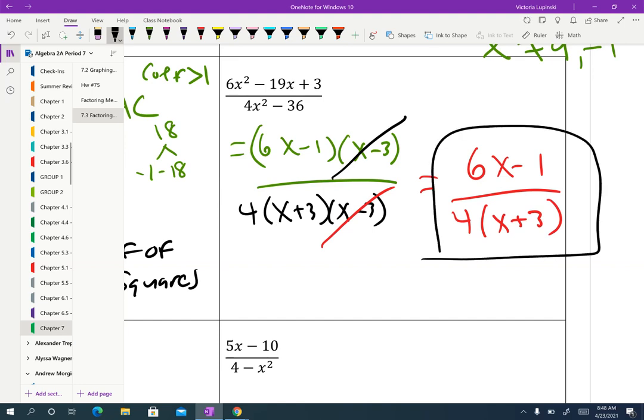I'm going to leave everybody exactly as they are. Don't multiply. No more canceling is allowed. And for the final step, what are your restrictions? So x cannot equal... Check both of your denominators. Turns out I can't have negative 3 or positive 3.